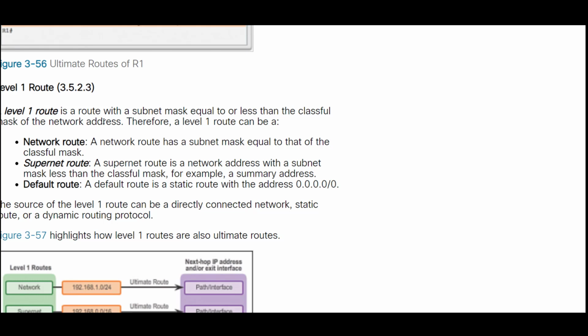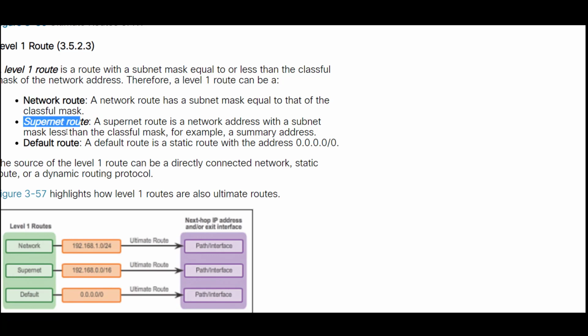What does classful mask mean? 8, 16, 24. This is the classful mask. Okay, 8 means class A, 16 means class B, 24 means class C. So this is class A, B, C, 8, 16, 24 respectively. Okay, keep this in your mind. So a level 1 route means any route with a subnet mask equal to or less than the classful mask of a network address. Therefore a level 1 route can be a network route, supernet route, or default route.